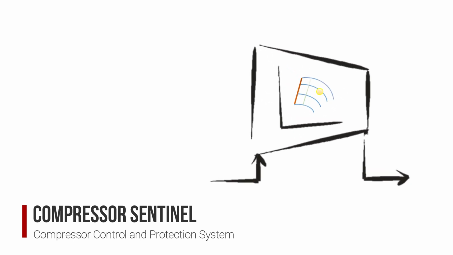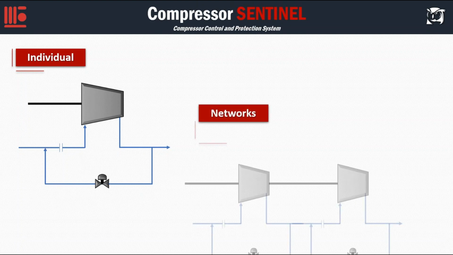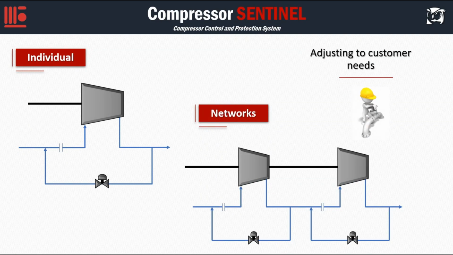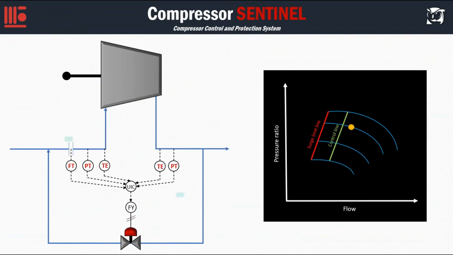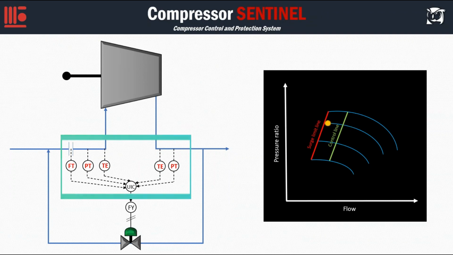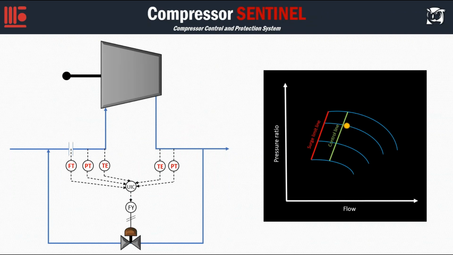Compressor Sentinel algorithm is a solution for the protection and control of axial and centrifugal compressors, whether individual or in networks, adjusting to the specific safety needs and/or control strategies required by the client. The Compressor Sentinel uses the measurement of the main process variables, flow, pressures and temperatures, to locate the compressor operating point in real time and execute different control strategies depending on the proximity to the surge limit, maintaining at all times the operation of the compressor in the permissible zone.